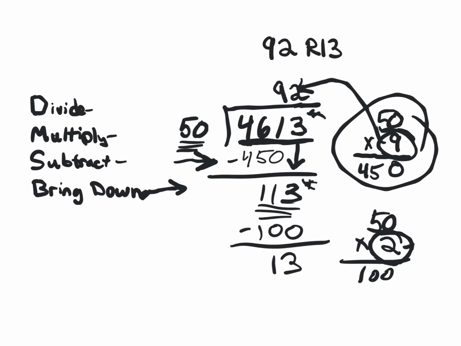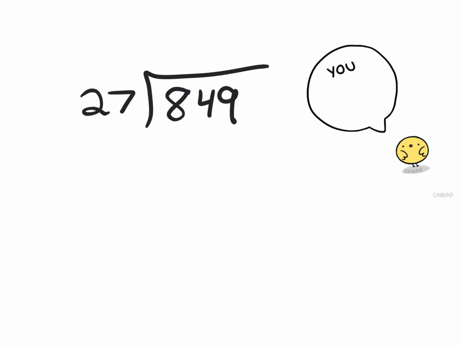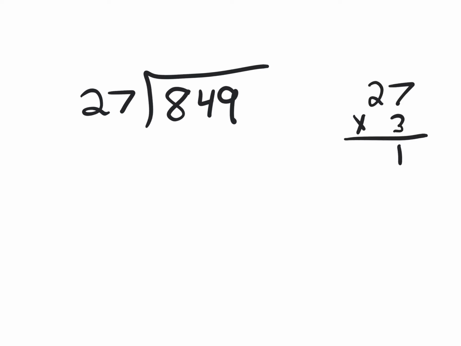All right, let's watch one more of these, and then we'll have some practice problems. Let's try 849 divided by 27. Okay, how many times does 27 go into 8? Can't be done. How many times does 27 go into 84? All right, let's do guess and check. Let's just try times 3. 3 times 7 is 21. Carry the 2. 3 times 2 is 6. Plus 2 is 8. Oh, that was perfect.